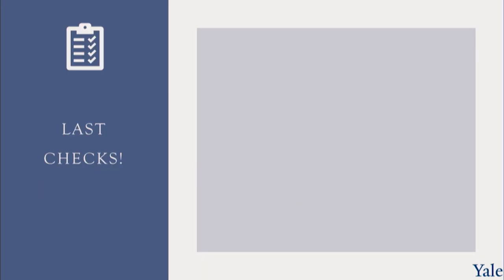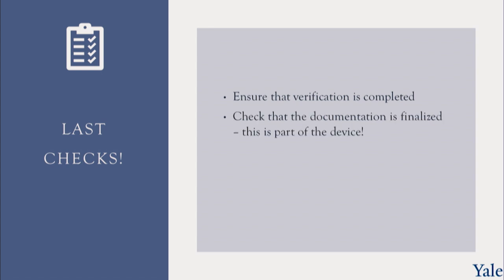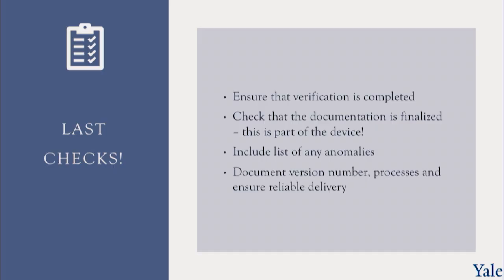So we know that we can deploy our app. What are the last few steps in the process? The first is to ensure that the verification is completed, that we know that the software works correctly. We need to check that the documentation is finalized. Remember, the documentation is part of the device. We need to come up with a list of anomalies, those things that may fail occasionally for whatever particular reason. And we need to have a version number, the processes, and all of those things that are required to ensure reliable delivery. This is how we build the software, this is how we package the software, this is how we deploy the software. This is part of the process.